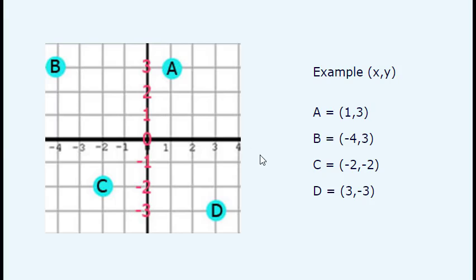B right here is minus 4. You have minus 1, minus 2, minus 3, minus 4. And on the vertical, it's 1, 2, 3. Right here is the B position. C is a minus 2, so it's a minus 2 this way, and minus 1, minus 2 this way. On D, the x-axis is 3 and the y-axis is minus 3.